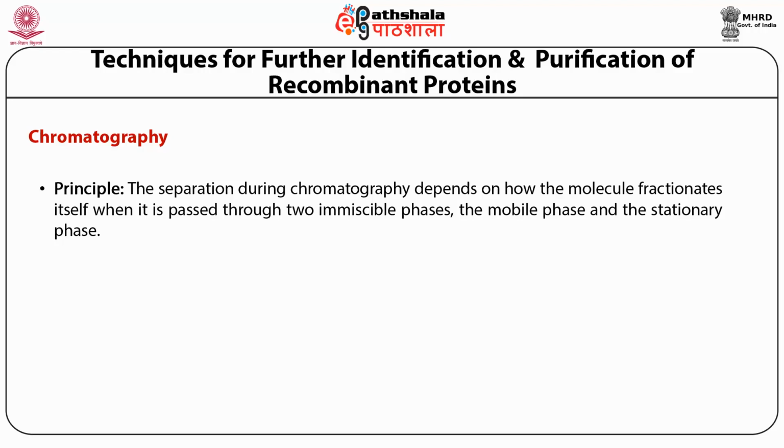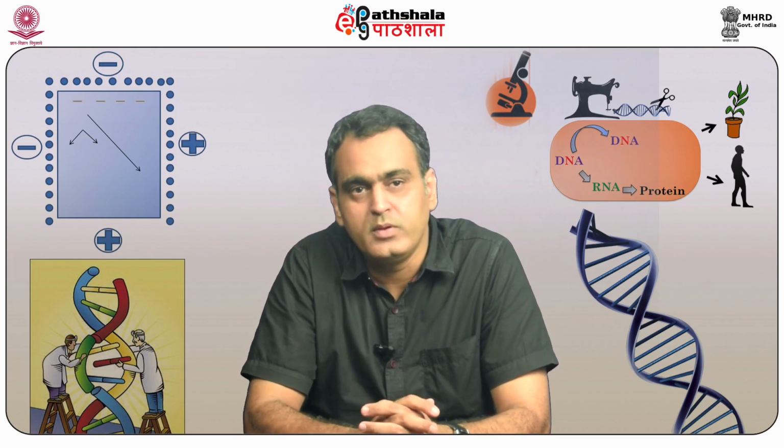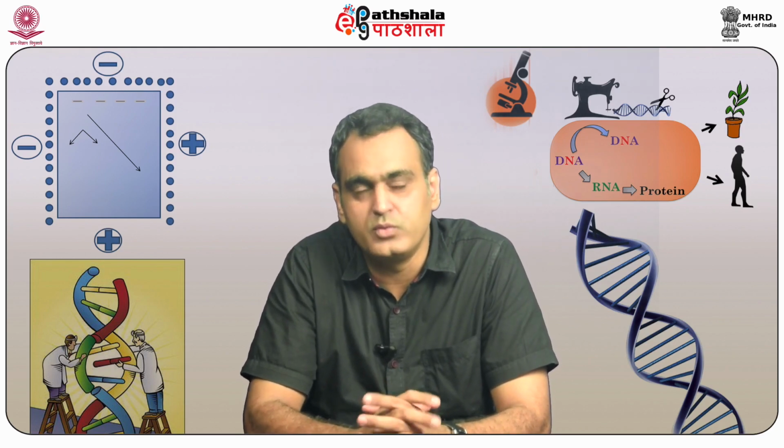If the protein distributes itself more into the mobile phase, its mobility would be faster, while if the protein fractionates itself more into the stationary phase, its mobility would be less, and therefore it would be retained more in the chromatographic column and eluted out later. For purification of recombinant proteins, various chromatographic techniques are used.